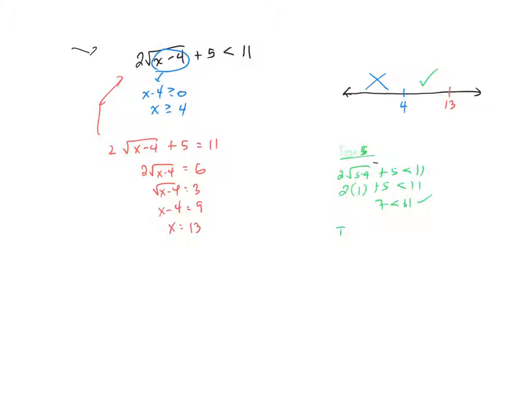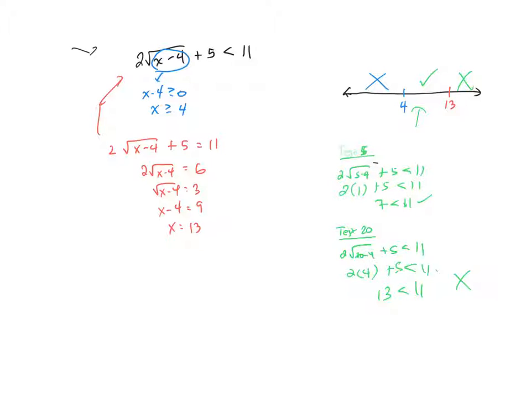If I test something bigger than 13, let's say 20, that would give me 2 times the square root of 16, which is 4, plus 5 is less than 11. So that says that 13 is less than 11, and that is not true. So my answer is this region.